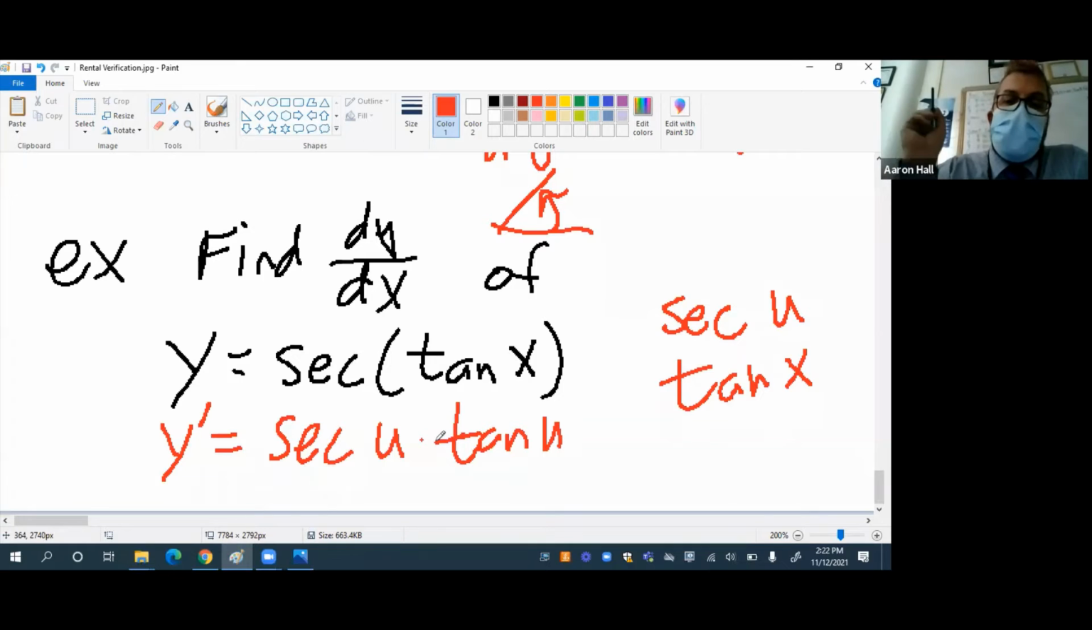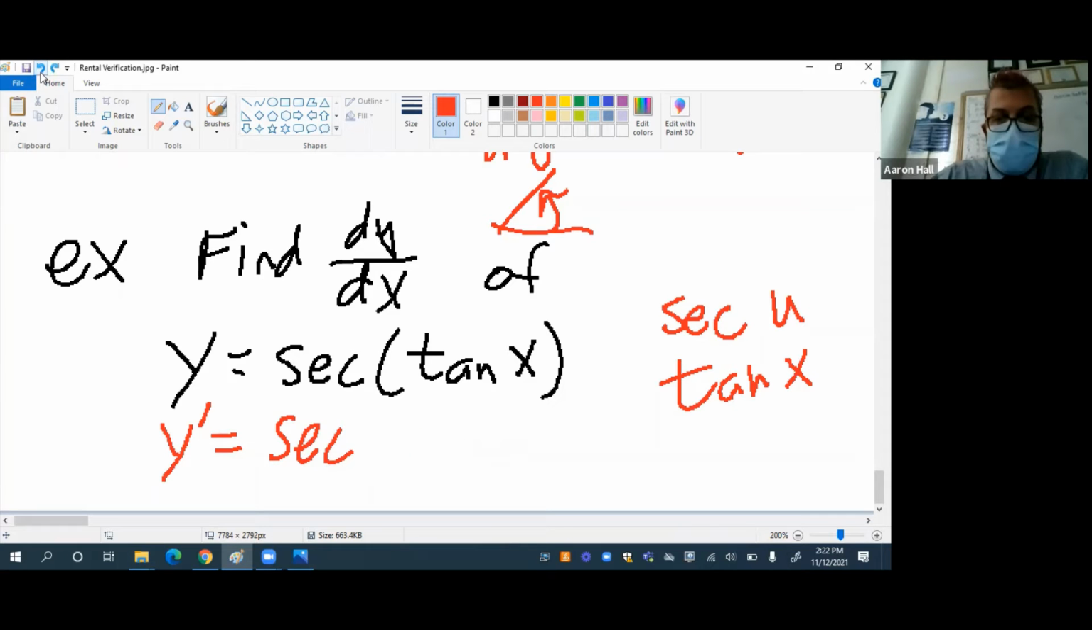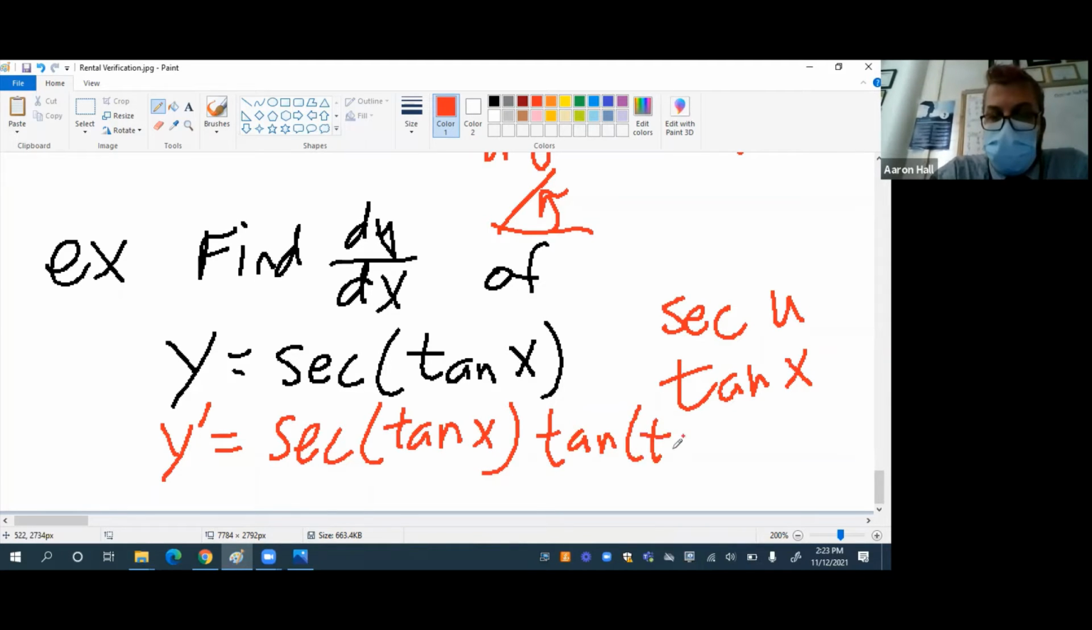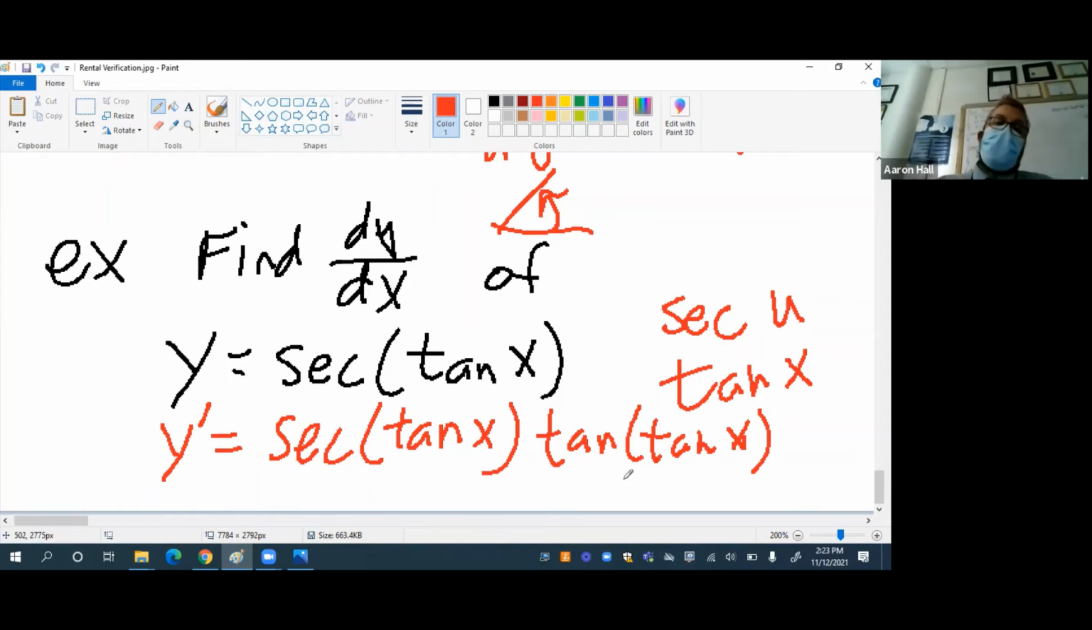But it wasn't ever u. What was it? Tangent. Okay, so I'll just rewrite that. I'll replace my u's with tangent of x times tangent of x. Does that look right to you? Okay. So are we done? No, we just took the derivative of the outside function times the derivative of the inside function. What is the derivative of the inside function?